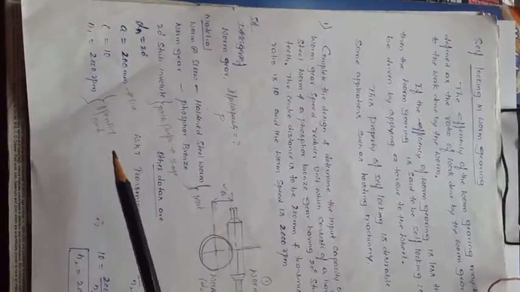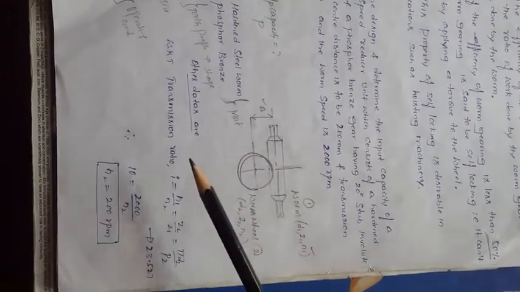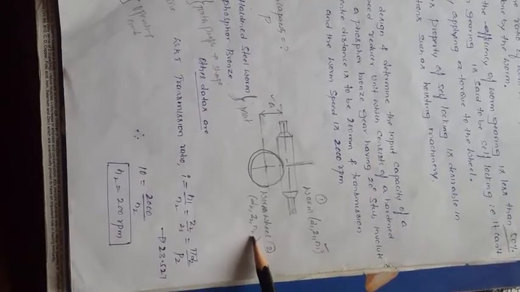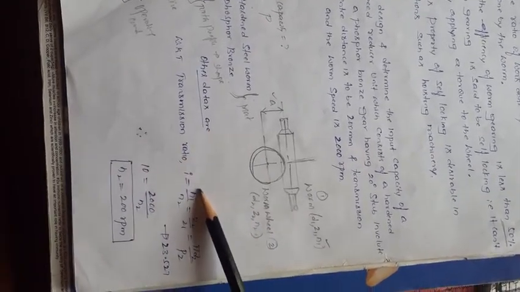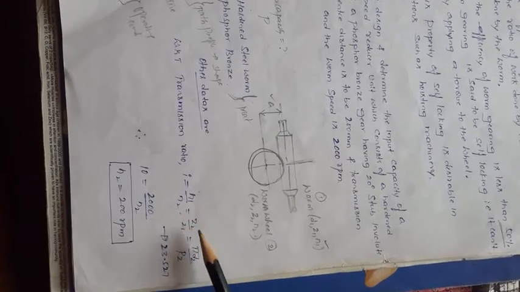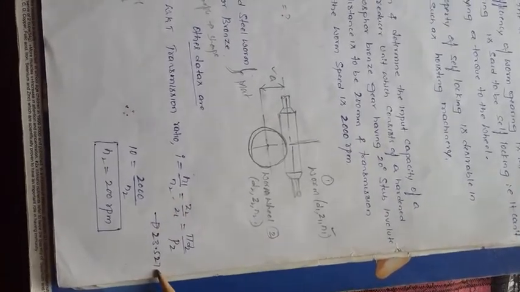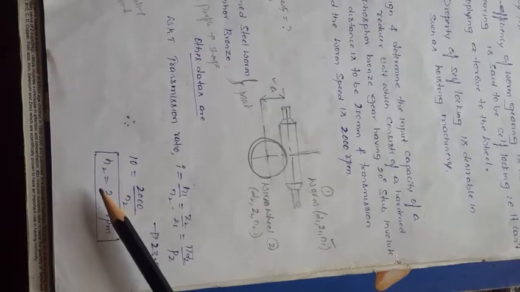Once you write the problem once or twice, draw the appropriate sketch with the notations and then write the given data, with unit conversions if possible. Then what other data are required here? Only the speed of the worm is given. I don't know the speed of the worm wheel, so how do you determine it? We know the transmission ratio is the ratio of the speed of the driver to the speed of the driven, that is equation 23.527. Substitute, and you will get N2 is equal to 200 rpm.